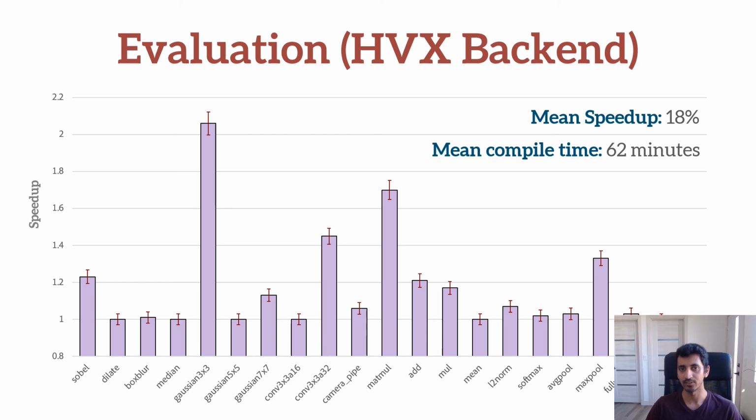Upon manual inspection, we realized that this was not due to worse instruction selection, but rather because Halide's instruction selector has the ability to alter scheduling decisions, such as changing the layout of an intermediate buffer. This kind of scheduling optimization is currently outside the scope of Rake. On average, Rake was able to improve the performance by 18% across all benchmarks simply through better instruction selection. The mean compilation time per benchmark was about an hour.